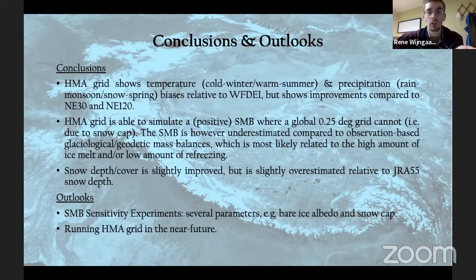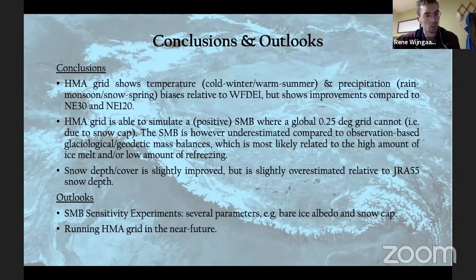Further, the surface mass balance is underestimated compared to observation-based glaciological and geodetic mass balances, which is either related to the high amount of snow and ice melt, and that again related to the low bare ice albedo, or the low amount of refreezing, which can be related to the low snow cap we have in the model. The snow depth itself and the cover are slightly improved, but also slightly overestimated relative to JRA55. But I cannot really make a conclusion out of that because we also don't really know about the performance of JRA55.